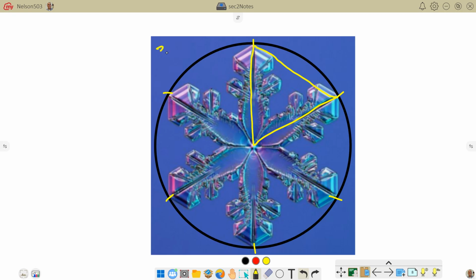So if I took 360 and divided it by 6, I get 60 degrees, right? So this central angle is 60 degrees. This radius is equal to this radius, because you can see I drew a circle around this thing. And if these two are equal, the base angles are equal, right? Well, if this is 60, we have 120 left, so this has to be an equilateral triangle.